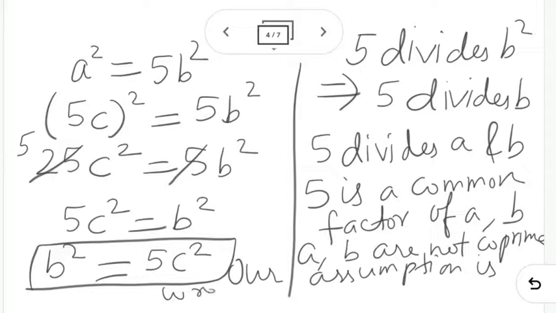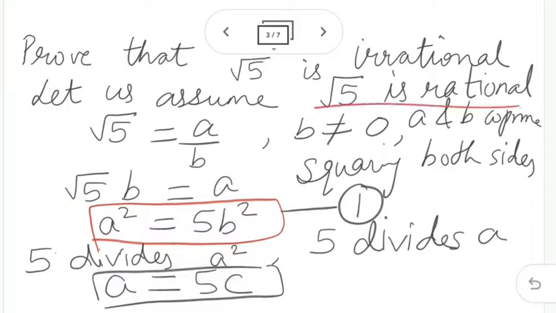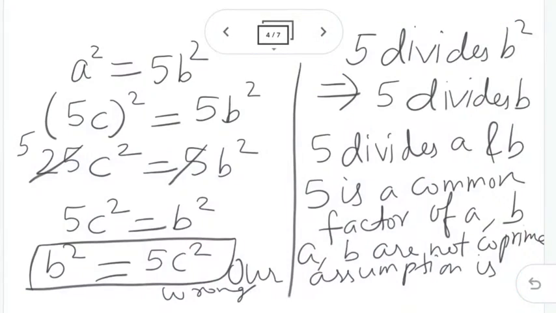What else we assumed in the beginning? We assumed in the beginning that root 5 is rational. It means this is also wrong. Root 5 is irrational. So our assumption is wrong, and we can say that root 5 is irrational.